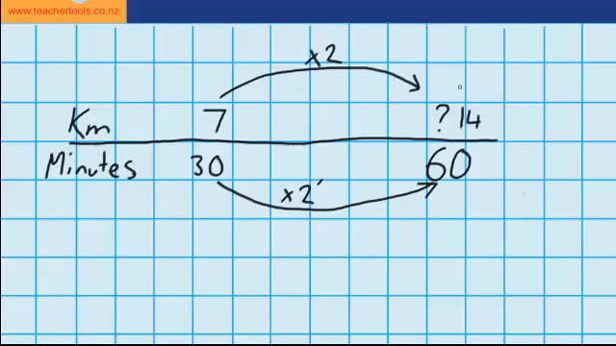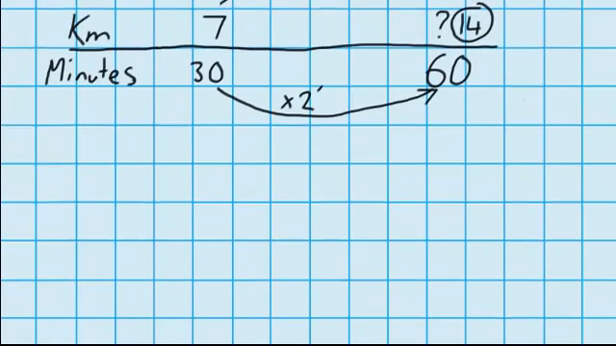And if you think about it, that makes sense. If I have twice as much time, I should be able to run twice as far. So if I can run 7 kilometers in 30 minutes, I should be able to run 14 kilometers in 60 minutes. Let's try another question.